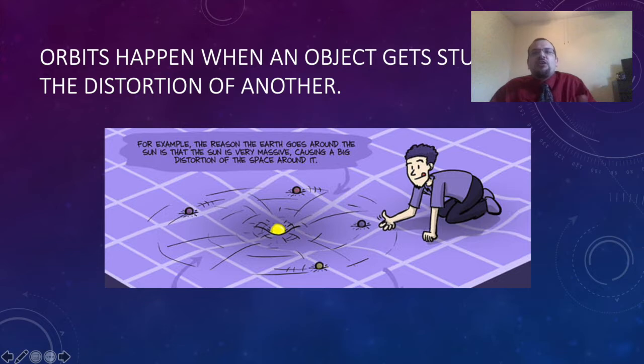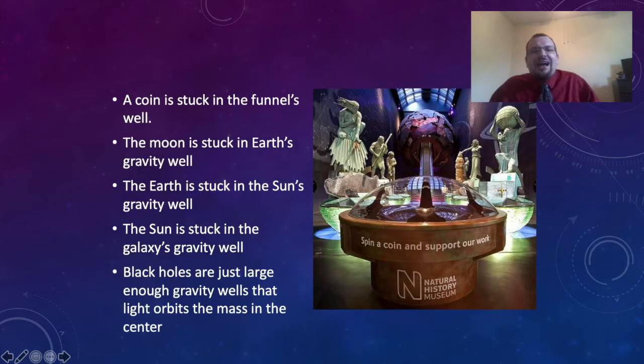Essentially you have mass that's deforming the space-time continuum, and then that deformation, that change of shape of space-time, is what then gets other objects stuck in it. So, a coin is stuck in a funnel as well, just like this. Put the quarter in and watch it spin around like crazy, and then you make your donation. The moon is stuck in Earth's gravitational well. The Earth is stuck in the sun's gravitational well. The sun is stuck in the galaxy's gravitational well.